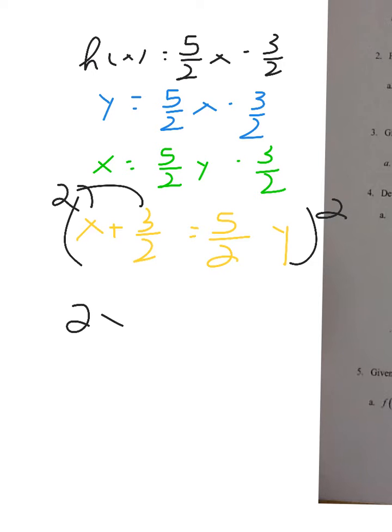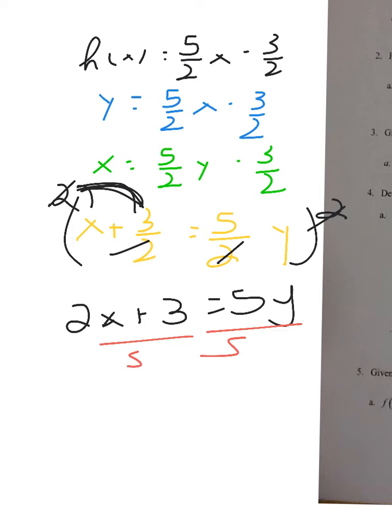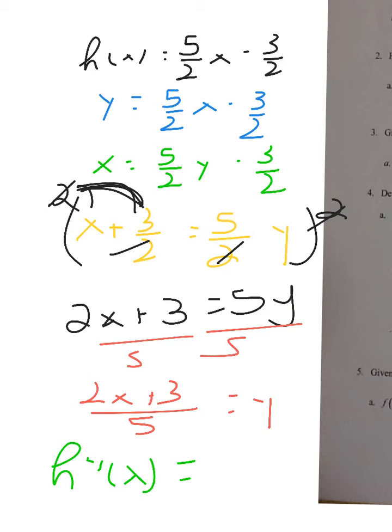So I get 2x. When I multiply this here, I get rid of the 2's. So I'm just left with plus 3 equals. The 2's get rid of here. And we're left with 5y. Divide both sides by 5. 2x plus 3 over 5 is equal to y. And that would be the inverse of h of x is equal to 2x plus 3 over 5.